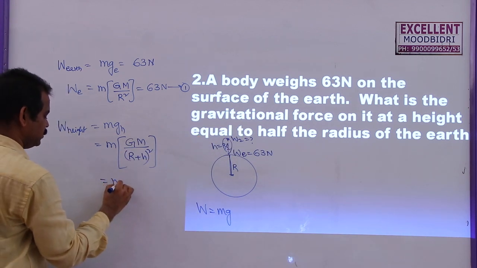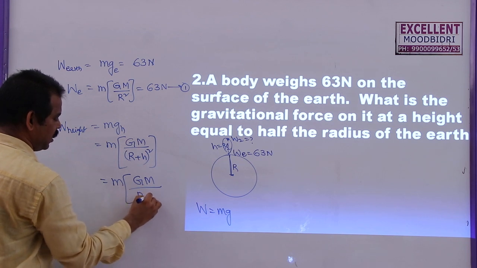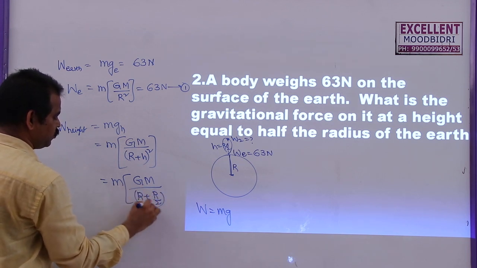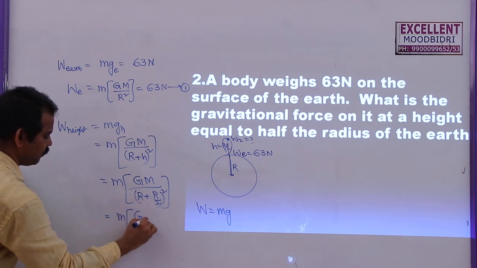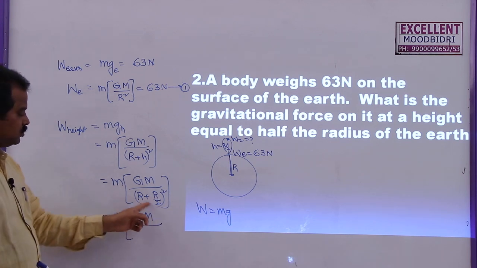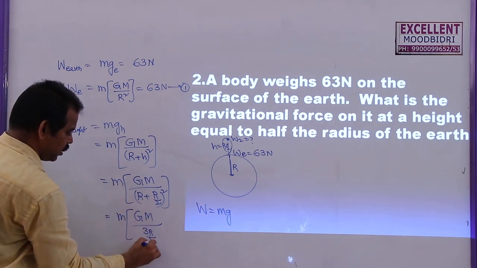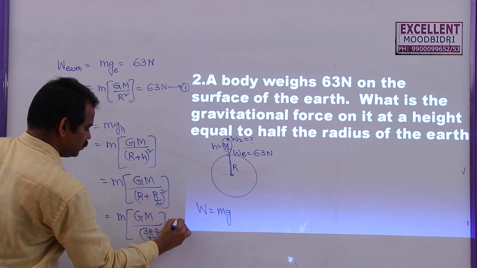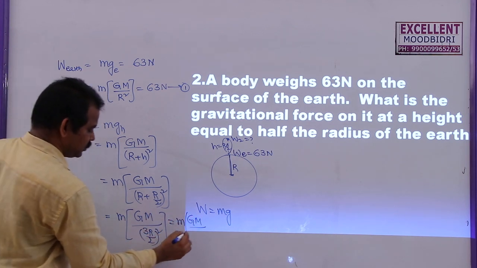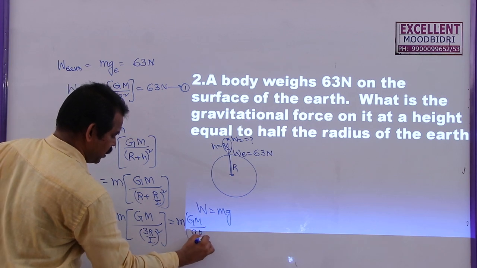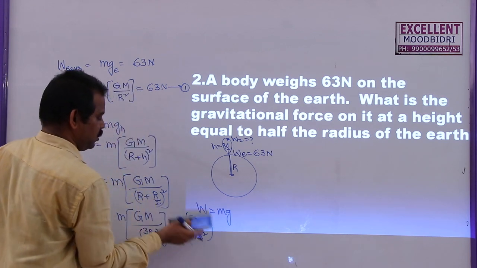So I can write this as m into GM by r plus r by 2 whole square. So this is m into capital GM by 2r plus r, 3r by 2, whole square. So 3r by 2 whole square. This is m into capital GM by 9r square by 4. So this is the value here.